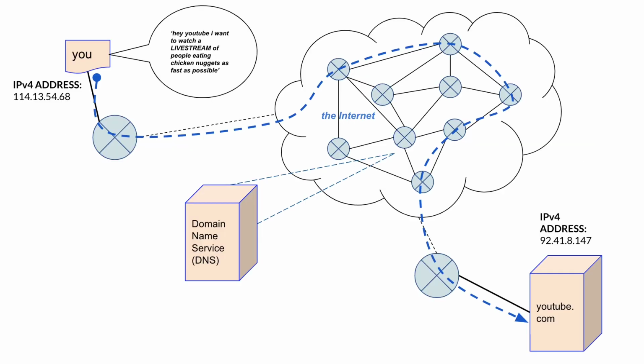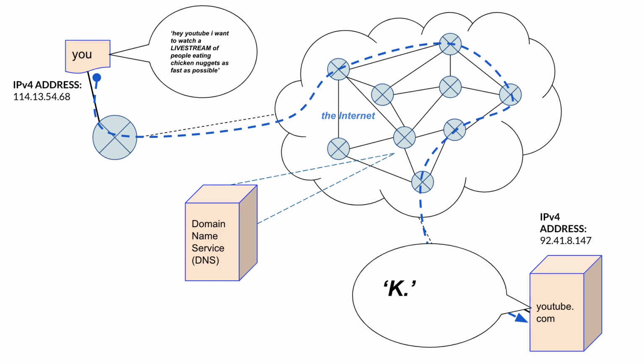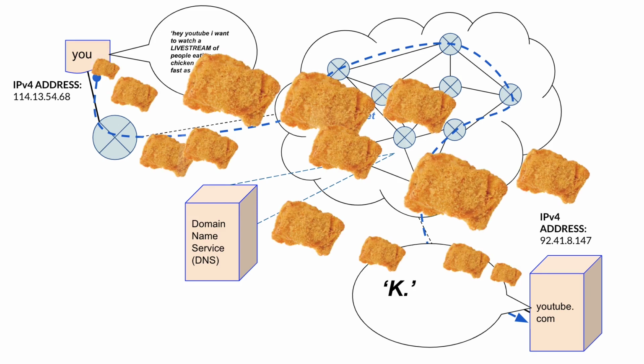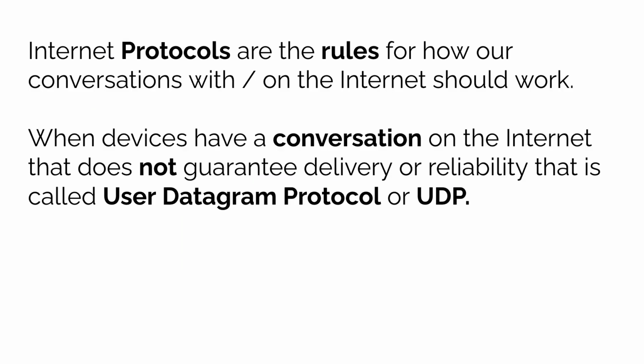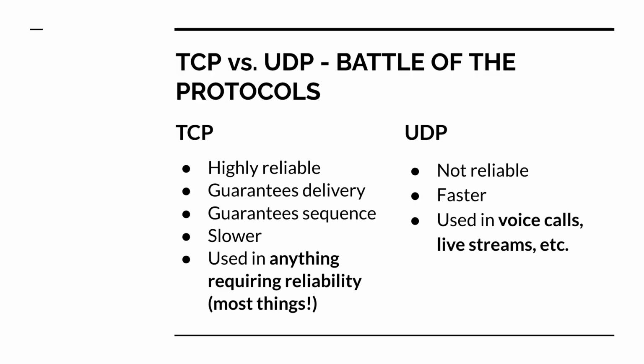Alternatively, hey YouTube, I want to watch a live stream of people eating chicken nuggets as fast as possible. Okay. So when devices have a conversation on the internet that does not guarantee delivery or reliability, that is called User Datagram Protocol, or UDP. Let's compare the two.